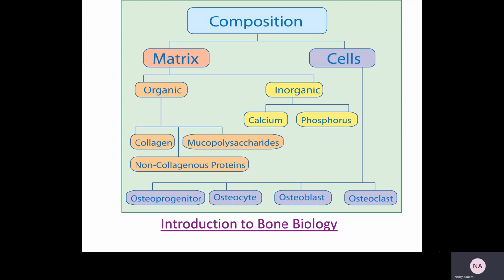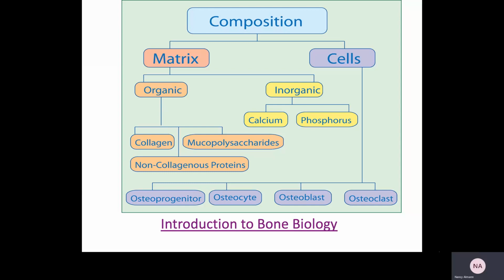The inorganic components are going to be the minerals, specifically calcium and phosphorus. They are combined into calcium phosphate in bones. The organic part will be collagen. Remember how high a tensile strength collagen has. Some non-collagenous proteins and what are known as mucopolysaccharides, which are these giant glucose-based molecules.